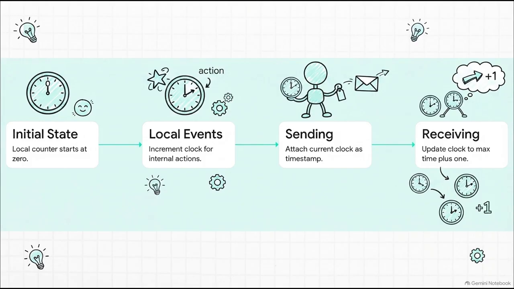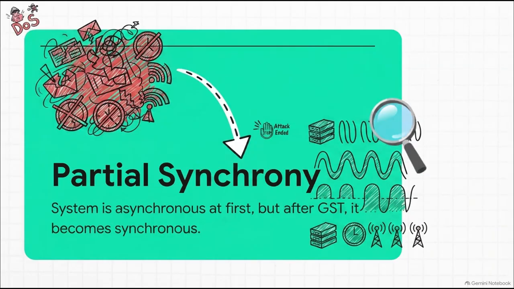Step 3, when it sends a message out to another node, it grabs its current counter value and slaps it on as a timestamp. And step 4, here's where the magic happens. When a node receives that message, it looks at the timestamp, compares it to its own local clock, takes whichever number is higher, and adds 1. This incredibly simple logic guarantees that we can perfectly track cause and effect across a massive system without needing a single physical clock anywhere. Now, pure asynchronous models are mathematically fascinating, sure, but they're a little too wild if we want to make real-world guarantees.